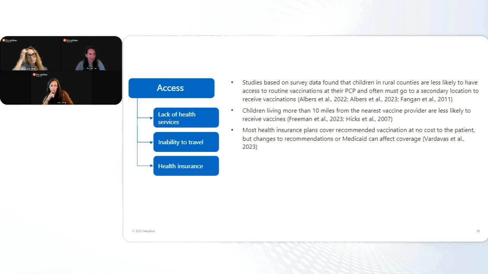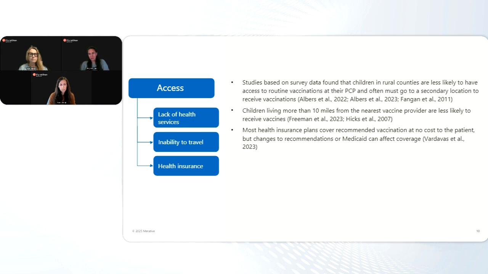Okay, so moving on to access barriers. Again, to remind you, these include things such as lack of health services, inability to travel, and access to healthcare through health insurance. This is an area where there has been a lot of previous research, particularly on access in rural areas. Studies have found that children who live in rural communities and get their primary routine healthcare from pediatricians' offices or family health practices, those offices are less likely to stock routine vaccinations in their clinics, and therefore people must go to secondary locations such as community health centers to receive those vaccinations.